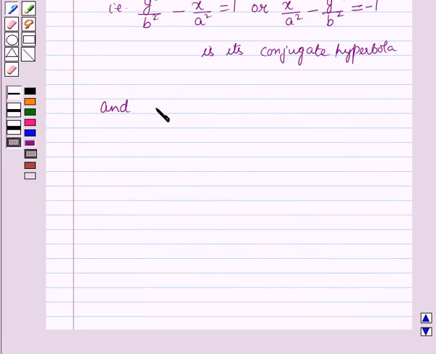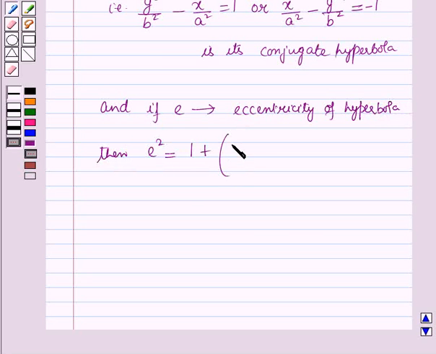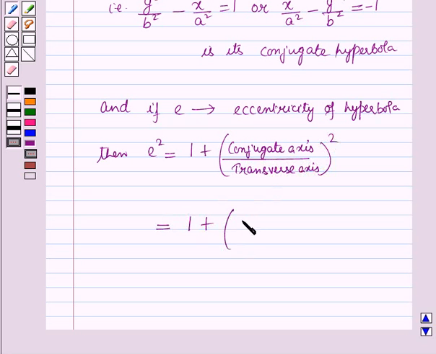And if E is the eccentricity of the given hyperbola, then E squared is equal to 1 plus the conjugate axis over the transverse axis whole square, which is equal to 1 plus, now the length of the conjugate axis is 2b and length of transverse axis is 2a, whole square, which is equal to 1 plus b square over a square.